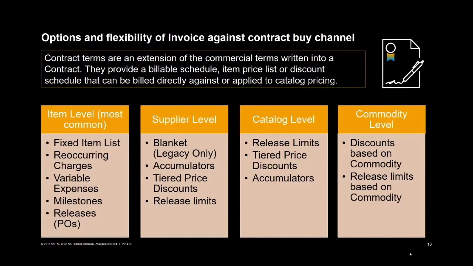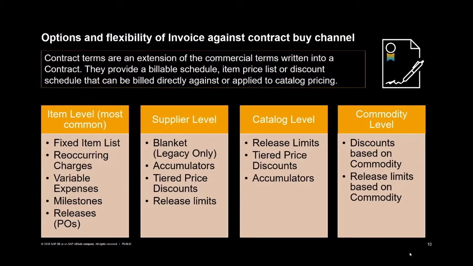So within the contract terms, there are 4 levels of options that you can choose. The item level is the most common. This is where you have a fixed item list or a rate card for services. You have your recurring charges, variable expenses, milestones, and releases where you're going to set up items to purchase against on that contract. The next is a supplier level.